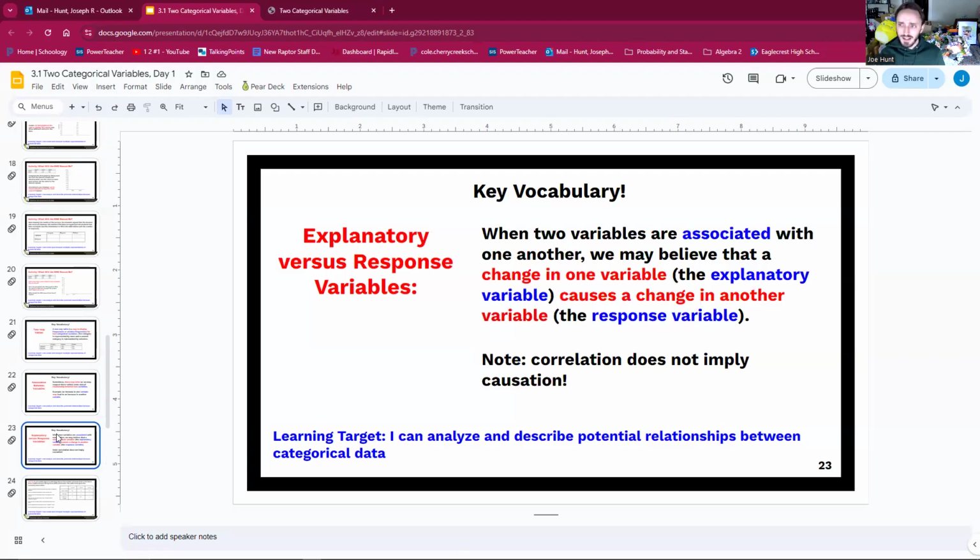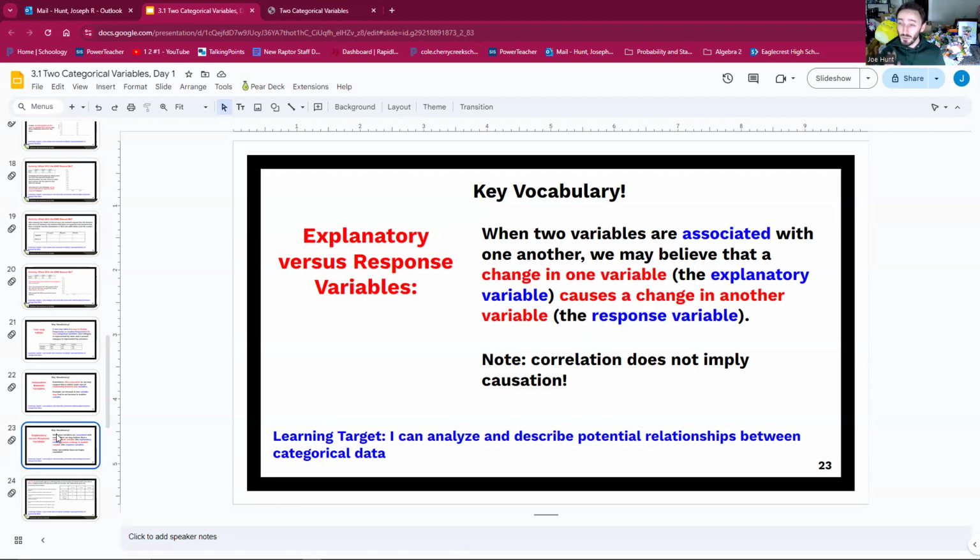The thing that we suspect is causing the result to occur is what we call the explanatory variable. It explains why the result happened in the other case. The thing that's changing as a response to the explanatory is called the response variable. So we might believe in our data set that whether you're a teacher or a student is impacting your vote. That's the explanatory. And the response is how you voted. Sometimes it might be the other way around, though. And that's where we have this note that says correlation does not imply causation.